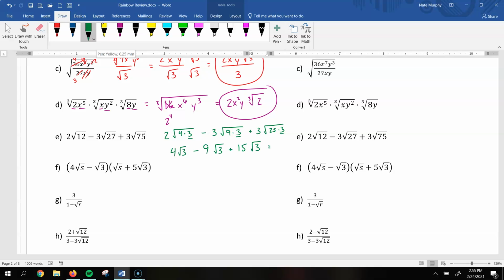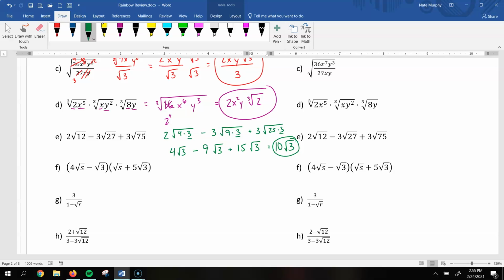So now we can combine like terms because they all have a square root of 3. And that's going to stay a square root of 3. Okay, don't do anything with the 3's. It stays a square root of 3. But the outside there, we're going to combine those terms. So 4 minus 9 would be negative 5, plus 15 would be 10. So we get 10 square root of 3 for letter E.